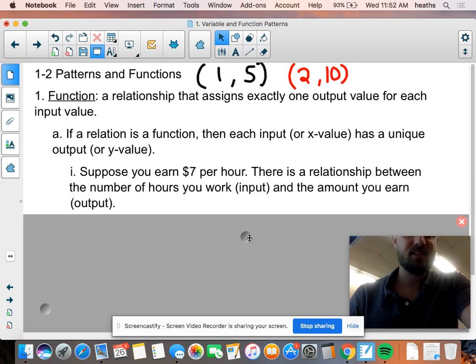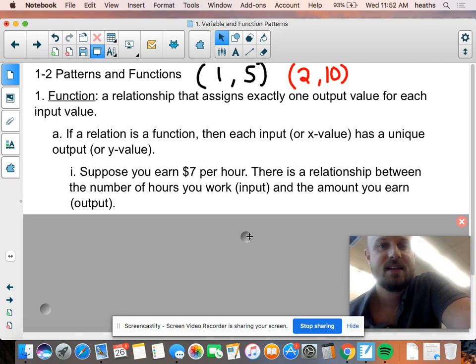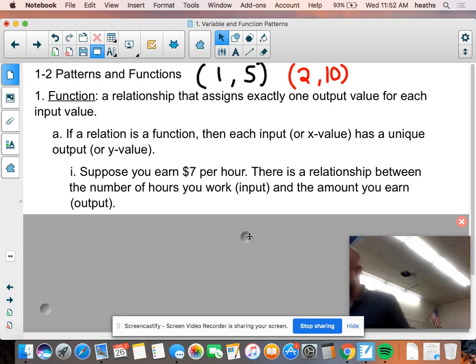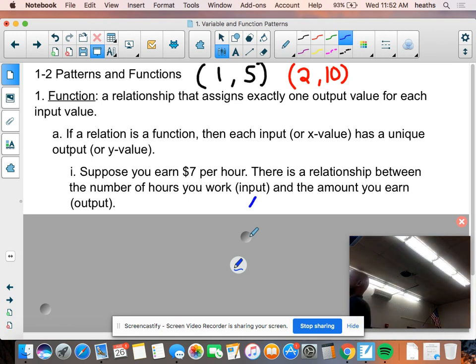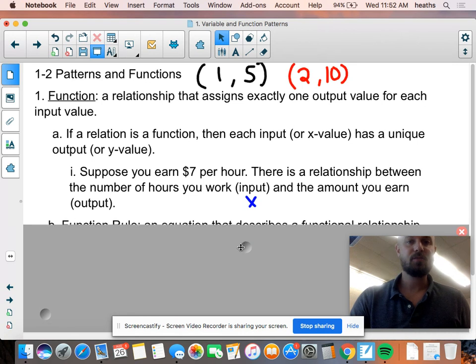Here's really what I wanted you to see. A great example of this would be, suppose you earn $7 per hour. There is a relationship or function between the number of hours you work, which would be your input, and the amount of money you earn, which would be the output. And I'm going to do this in blue, and you can do this in your notebook as well, but remember, input is the X value, and the output is your Y value.